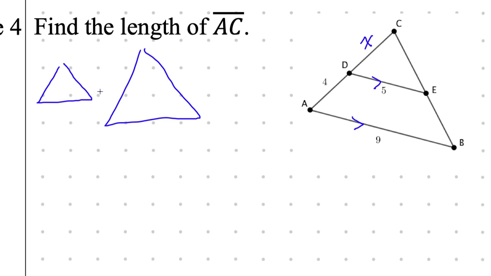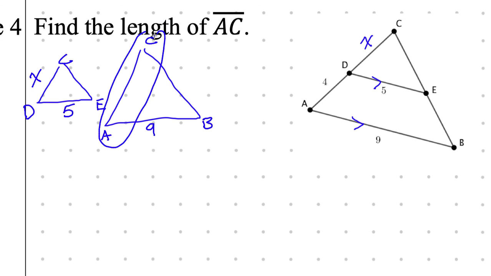So I have two similar triangles. Let's go ahead and label them with their vertices. I have the smaller triangle as DEC. I have a larger triangle as ABC. What can I fill in here? Actually, this is so fast, I'm just going to do it on my own. I know that AB, this bottom, is 9. I know that DE is 5. I know that DC is X, but I'm missing something. I'm missing length AC. And very similar to example number 2, what is AC?